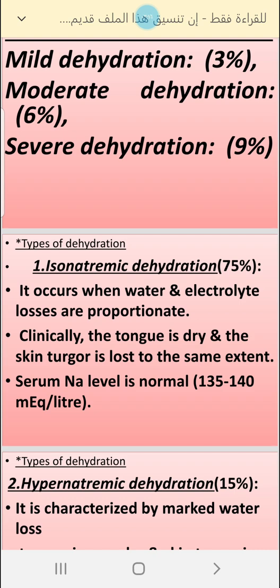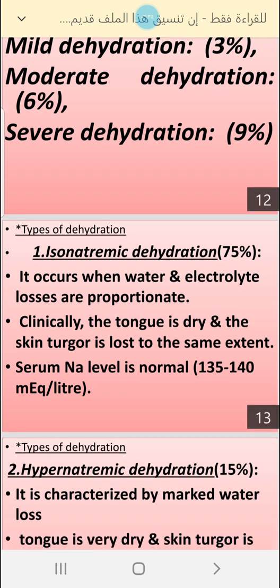Now we will speak about types of dehydration according to the level of serum sodium. The first one is isonatremic dehydration, representing about 75% of cases. It occurs when water and electrolyte losses are proportionate. Clinically, the tongue is dry and the skin turgor is lost to the same extent. Serum sodium level is normal, about 135 to 140 milliequivalent per liter.